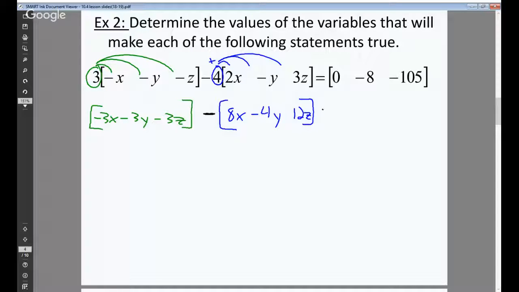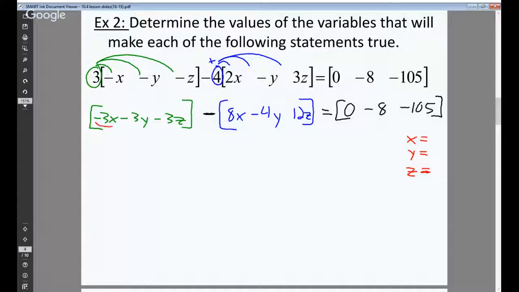So all of that is going to be equal to 0, -8, -105. Okay, so now we've just distributed. Now the question is, how are we going to solve? Or in other words, how are we going to find what x is equal to, what y is equal to, and what z is equal to? And that, ladies and gentlemen, is actually not as hard as you think.